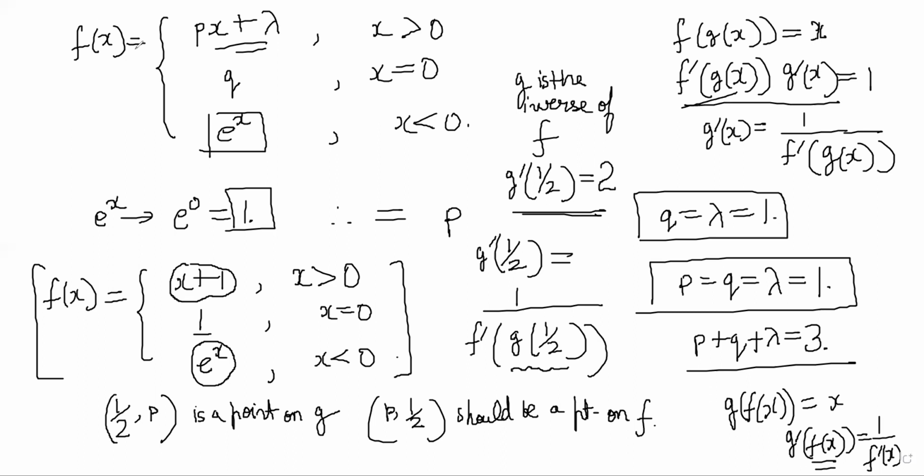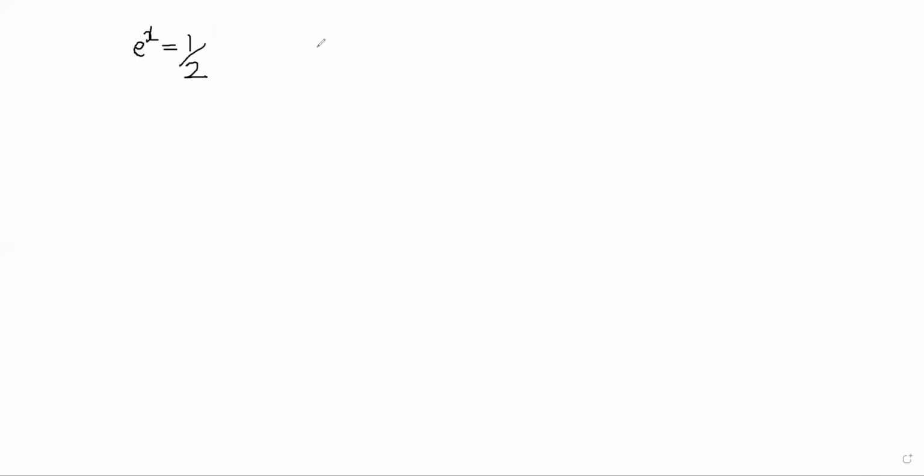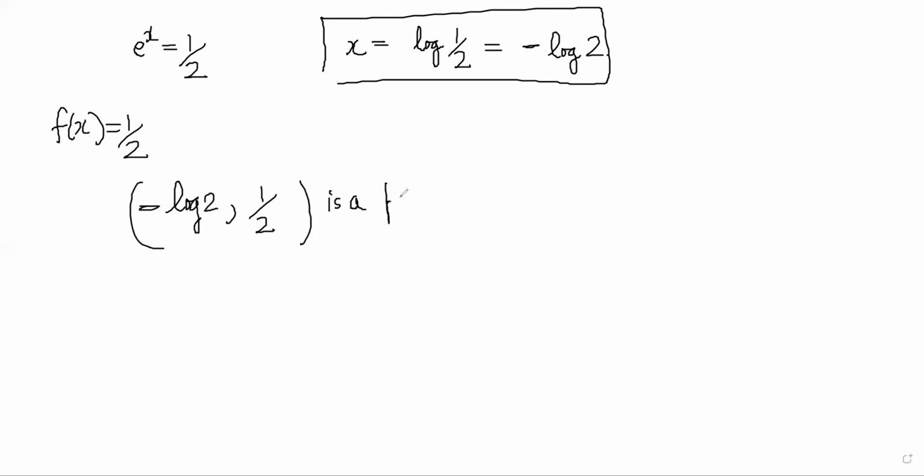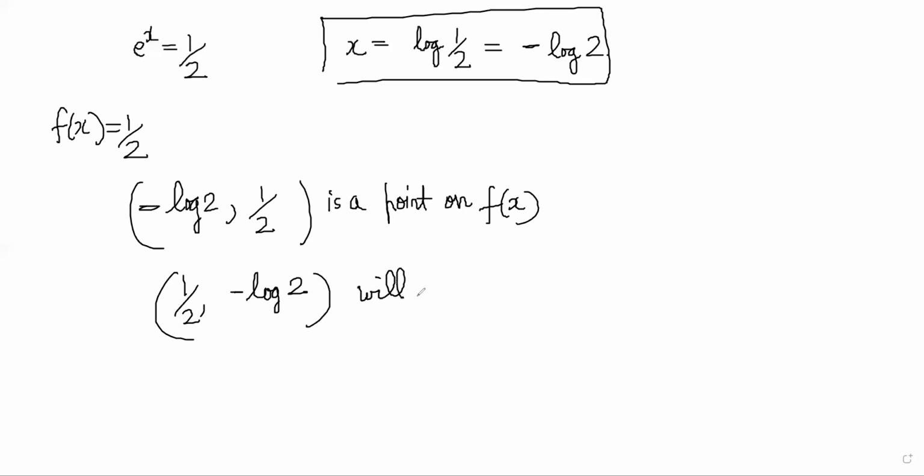So let's think about it. When is e power x going to be half? Take log on both sides. So x is equal to log half, which is equal to minus log 2. So at that particular value, f x is equal to half. So basically, minus log 2 comma half is a point on the function f x. Therefore, because g x is the inverse, half comma minus log 2 will be a point on g of x, right?